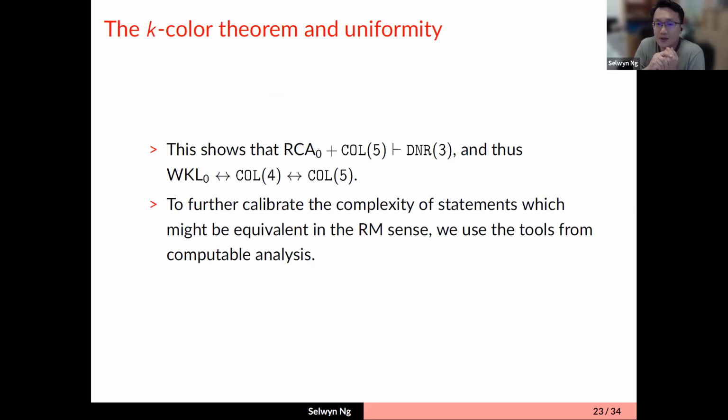Okay, so that basically says that 4 and 5 colors are reversible. Now, what about 6 colors and so on? Already here there is an interesting situation, because for the 4-color theorem, we reversed it uniformly, and for 5 we reversed it to DNR3, which as we know is not uniformly reducible, equivalent to WKL. So here already we have some kind of a hint of non-uniformity.